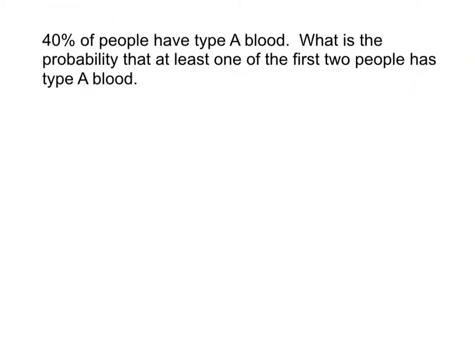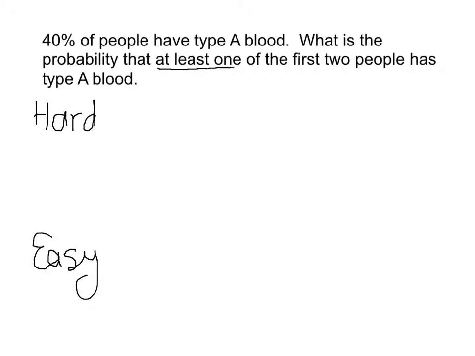Here is another related probability question. What is the probability that at least one of the first two people has type A blood? I'm going to show you the hard way to do this, and I'm going to show you the easy way to do it, but the easy way to do it requires you to think a little bit outside the box. So here's the hard way to do it. How many ways can this happen? If it says at least one, that means either the first person has type A and the second one doesn't, or the first one doesn't have type A but the second one does, or they both have type A.